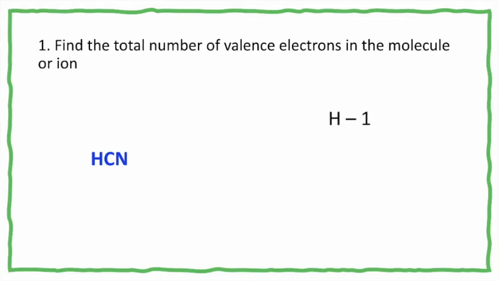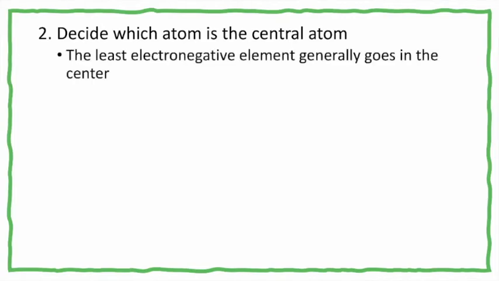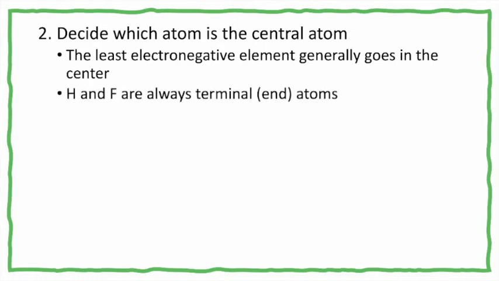For hydrogen cyanide, we have 1 electron from hydrogen, 4 electrons from carbon, and 5 from nitrogen, and this gives us a total of 10 electrons. The second thing we're going to do is decide which atom is the central atom. The least electronegative element is going to go in the center. We also need to remember that hydrogen and fluorine and other halogens are always terminal or end atoms. So in our example, carbon is the least electronegative, and we're going to put this in the center.